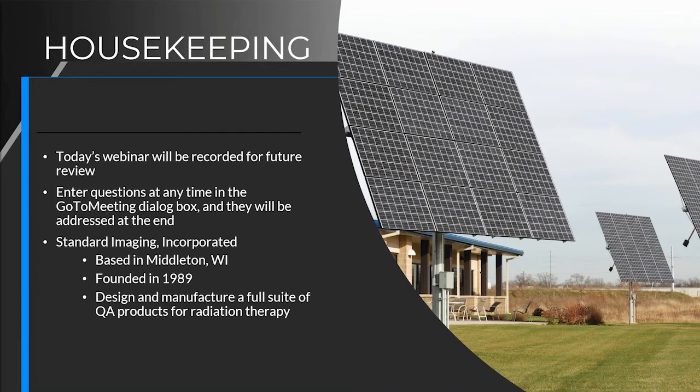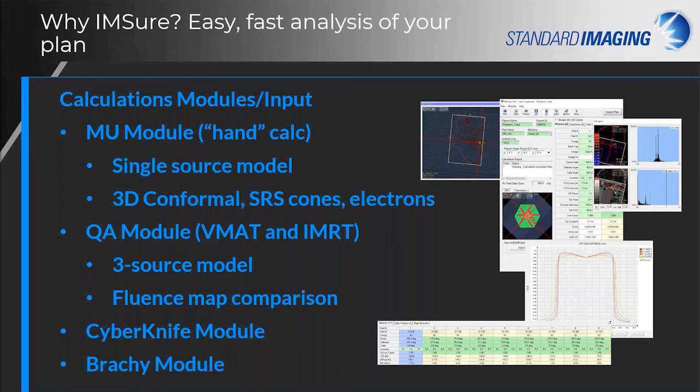In today's webinar, I will try to answer the question, why use IMSure? I will give you a very high-level review of each of the 4 calculation modules, as well as provide details on the required input parameters as I step through the modules. There are 4 calculation modules that are selected individually in the UI, and you can see from this snippet of the IMSure software the MU, the QA, the CyberKnife, and Brachytherapy module icons.